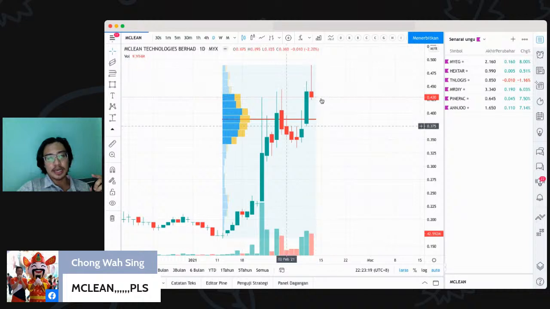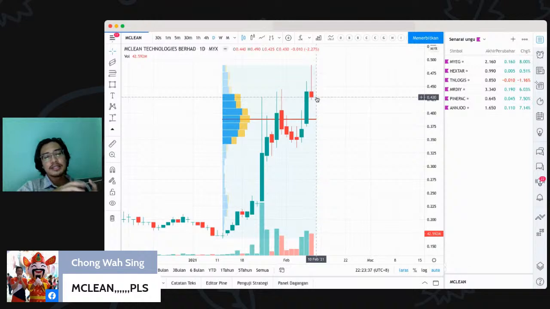Okay, for every candlestick pattern, we have a confirmation signal. So the confirmation signal is this price level, 43. If it trades lower than this with strong momentum, better run first, better take profit. Yeah, that's my suggestion for McLean. And maybe really enter when the price does a breakout. Okay, yeah, that's on McLean.